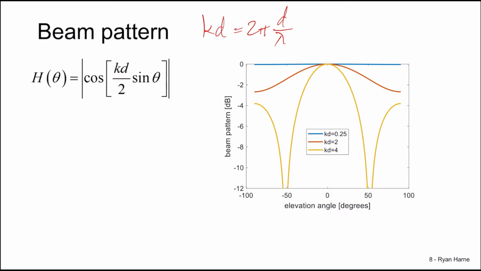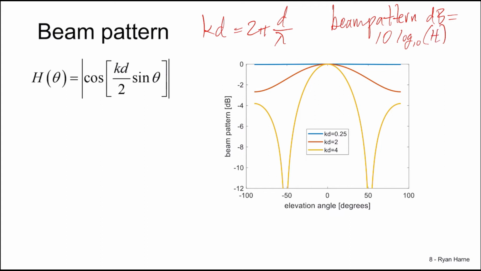As kd increases and the characteristic dimension is gradually larger than the size of the wavelength, for instance in the case of kd is 2, we find that there is a reduction of the beam pattern in value as the elevation angle in degrees increases. The beam pattern here is shown in dB, so this would be beam pattern dB is equal to 10 log 10 of H.